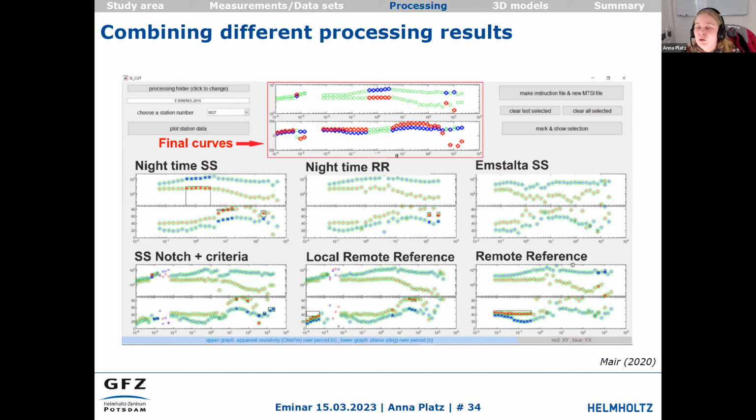And what we normally then do is combine the different processing results to get one smooth curve over the entire, or at least over a lot of our period range, as shown here. And for this, we also have a tool to combine these curves. And the good thing in this case is that you also get a track of which points, or which frequency, you take from each processing result.